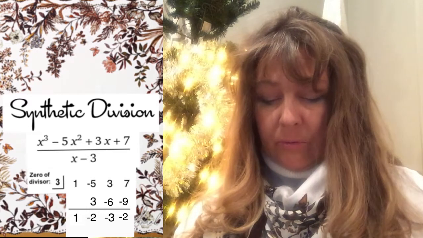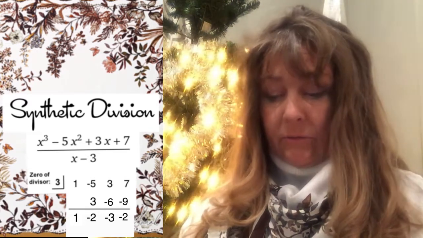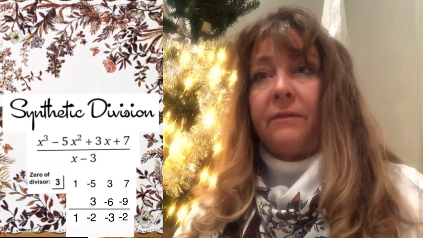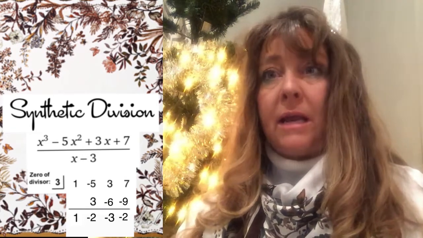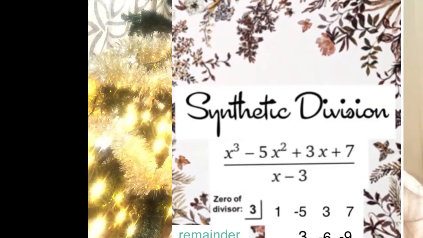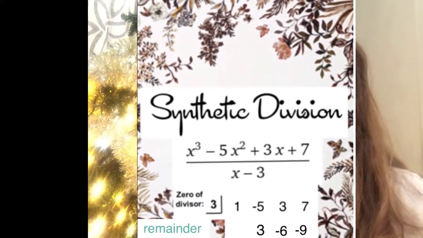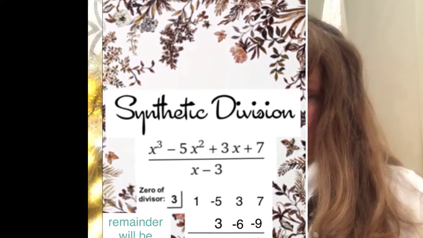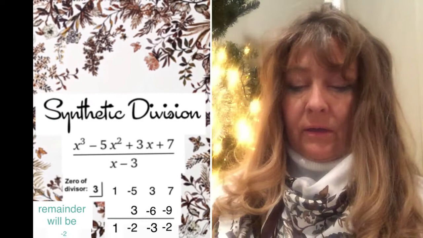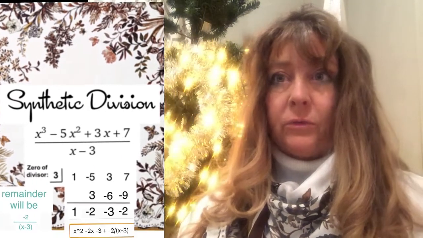And so we will then do 3 times negative 3 equals negative 9, and so the negative 9 will go underneath 7, and then 7 minus 9 equals negative 2. So negative 2 is going to end up being part of our remainder. It will be negative 2 over x minus 3 as the remainder.